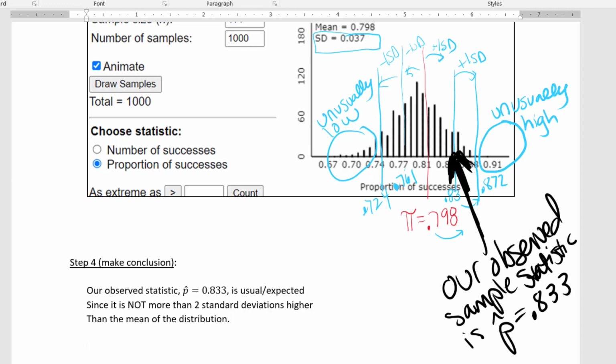Now, since we have a usual expected sort of statistic within this distribution of sample statistics, we conclude that the null hypothesis is plausible. In contextual terms, that means it is plausible that Mr. Young has 80% support from the registered voters.